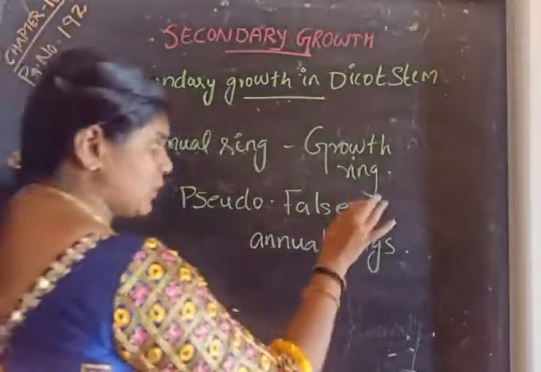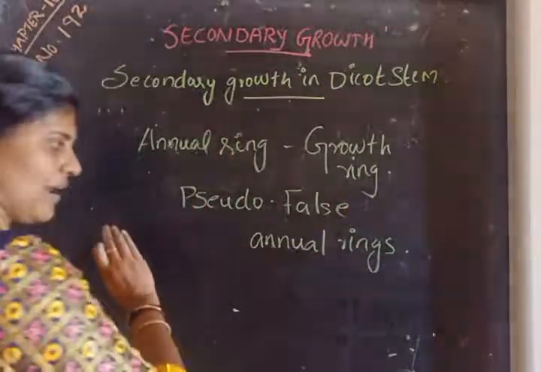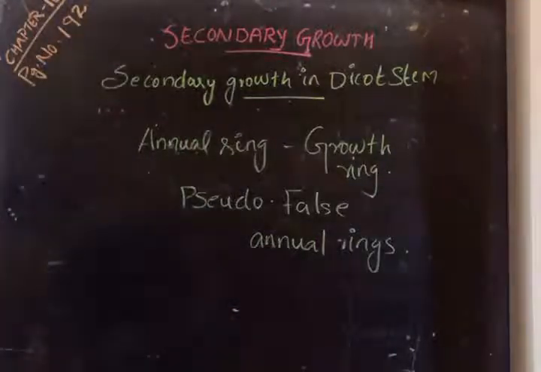It is due to some adverse climatic condition. So this is not a naturally occurring annual ring. Due to some adverse climatic conditions, the plant is forced to form a ring structure, forced to form an annual ring. These types of rings are called pseudo rings or false annual rings.